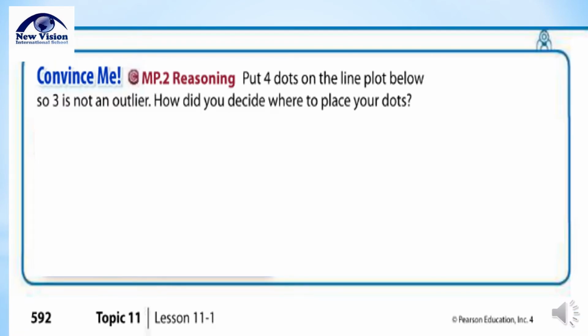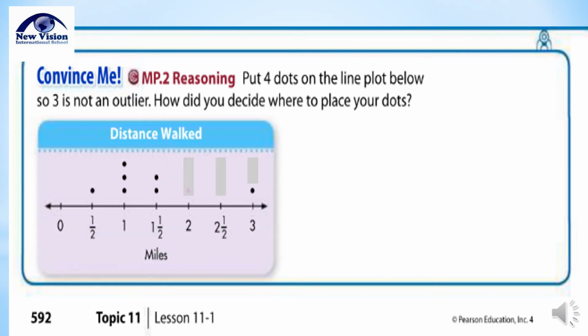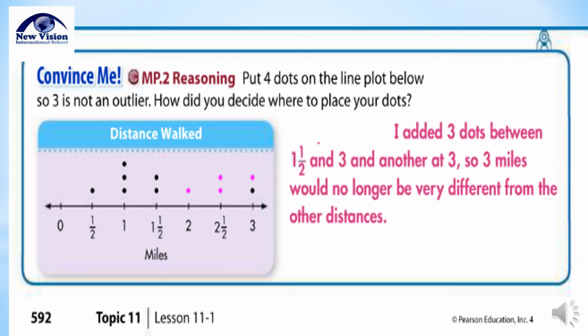Convince me. Put 4 dots on the line plot below, so 3 is not an outlier. How did you decide where to place your dot? I put 1 dot above 2. I put 2 dots above 2 1/2. And of course 1 dot above 3. I added 3 dots between 1 1/2 and 3 and another at 3, so 3 miles would no longer be very different from the other distances. Do you have the same answer? Good.